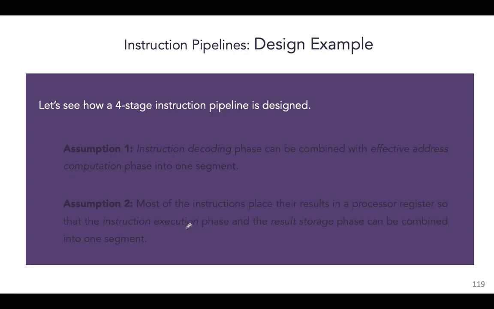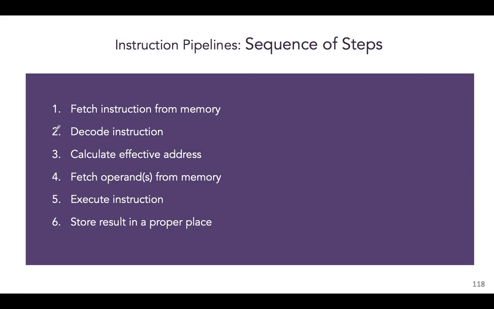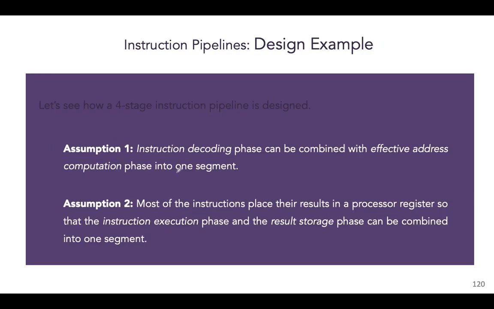Now let's see how we can design a 4-stage or 4-segment instruction pipeline. The design of this pipeline is going to be based on 2 main assumptions. Assumption 1 is that the instruction decoding phase can be combined with the effective address computation phase. And see, what we're saying is step 2 and step 3 are assumed to be combined in one stage, right? We're just basically reducing the number of sequences. So now we have combined 2 and 3 in one segment.